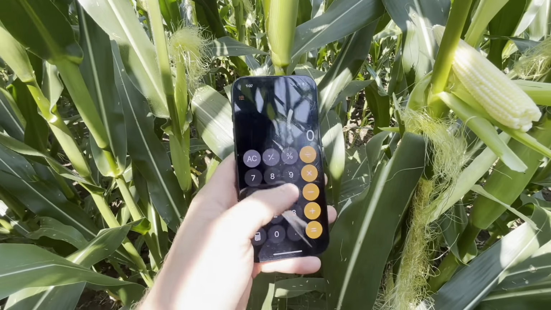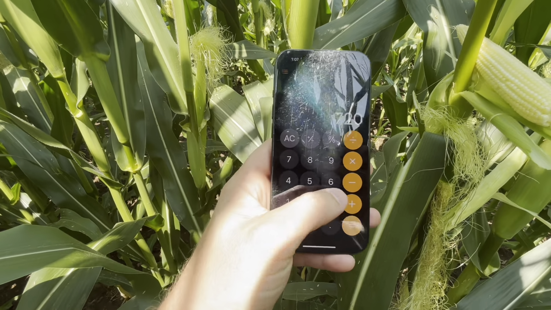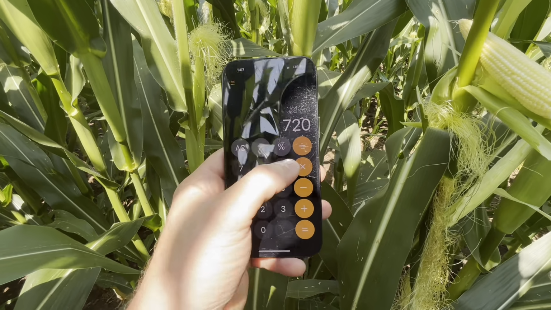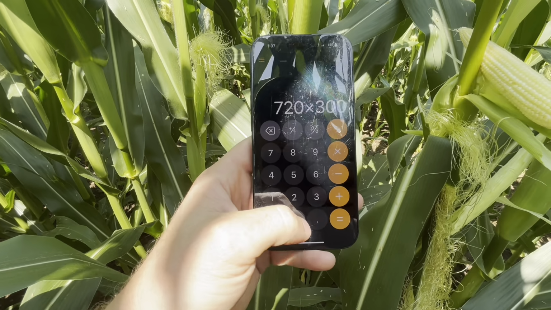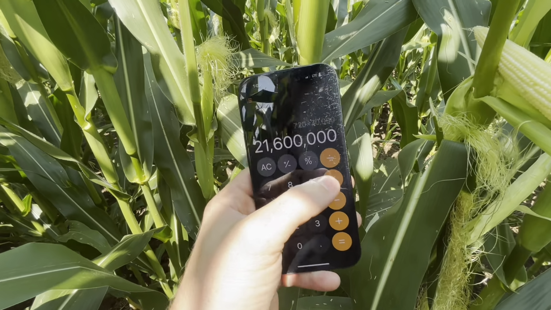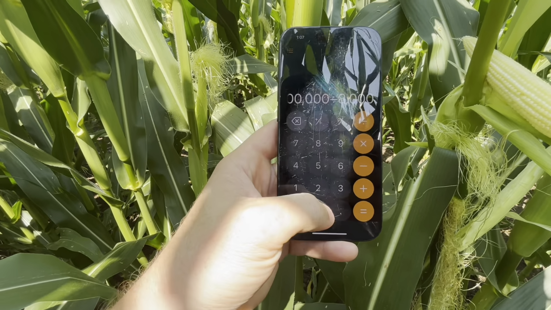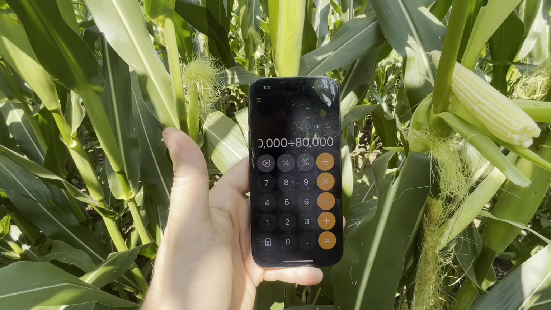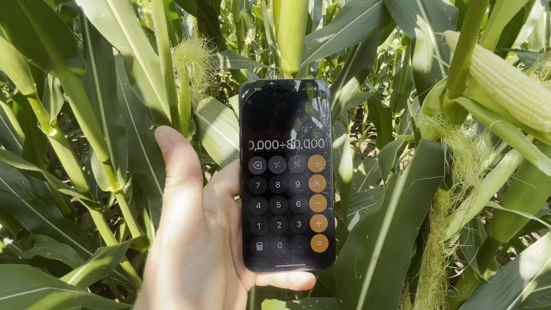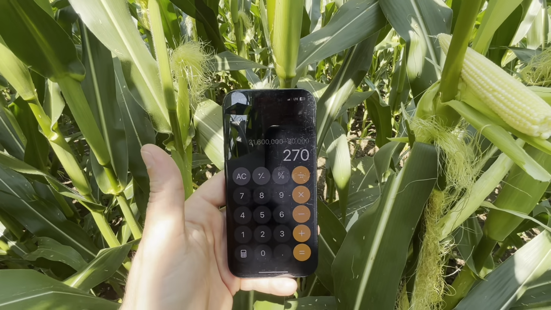Let's do the math. So we got 18 by 40, we'll call it, 720 kernels per ear. Let's say that there's 30,000 of those ears out here. That gives us 21,600,000 kernels per acre. We're going to divide that by 80,000. Again, this one's a fairly average, normal kernel size type hybrid. It's not something that's small. We're looking at 270 bushel corn.